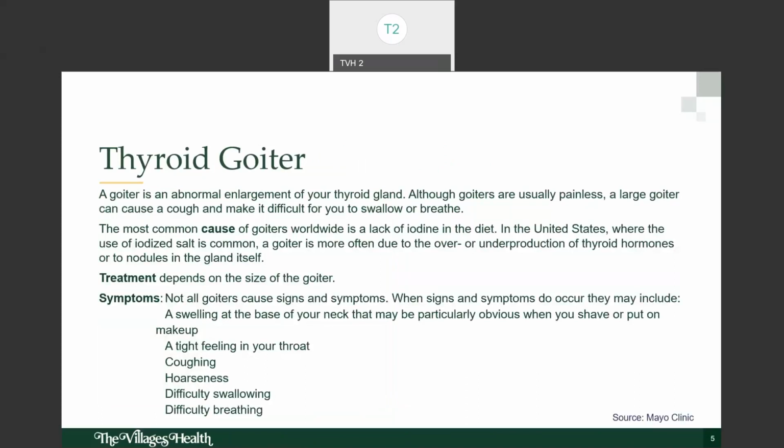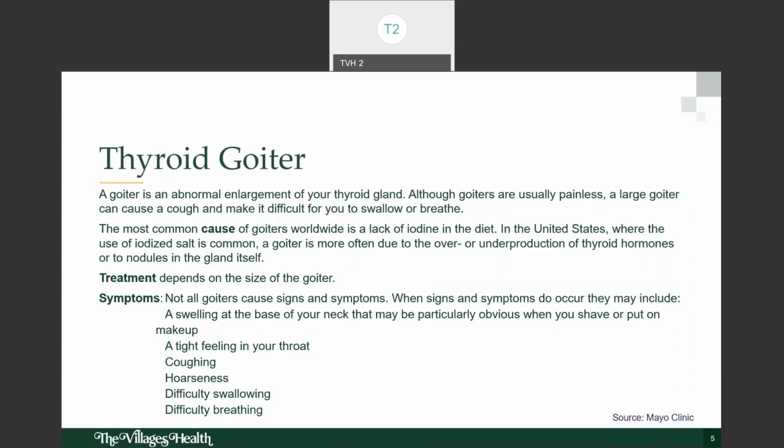First, we're going to start with the thyroid goiter. The term goiter is actually an abnormal enlargement of your thyroid gland. Although many times goiters are painless, a large goiter can actually cause some to have a cough. And depending on the size, if it's large enough, it could even cause some difficulty with your swallowing or even breathing. The most common cause of thyroid goiters worldwide is actually a lack of iodine in one's diet.